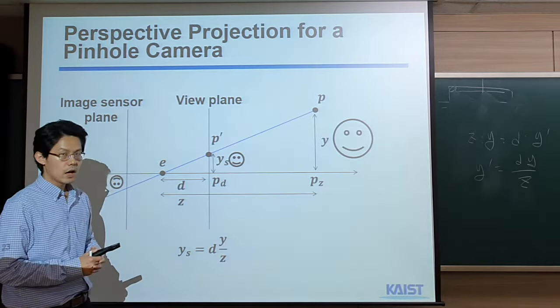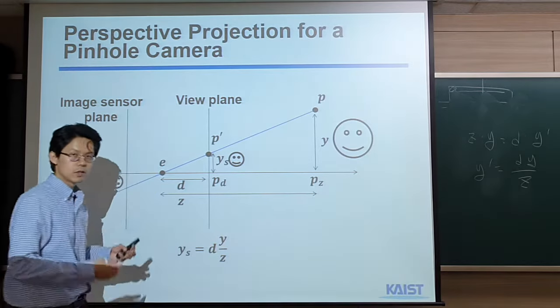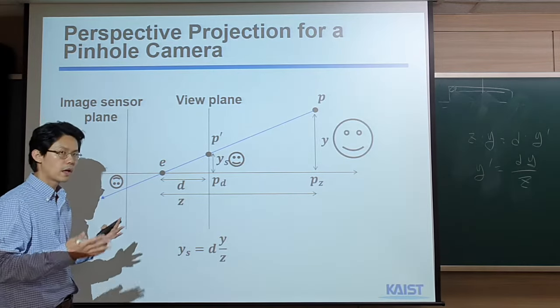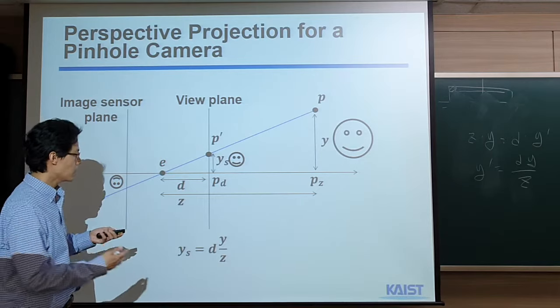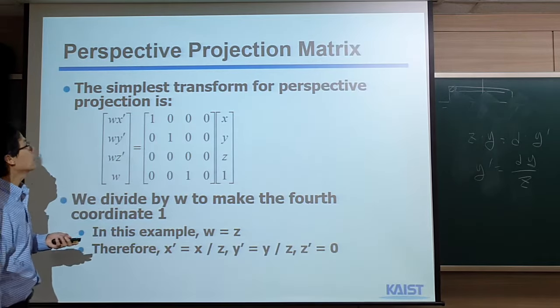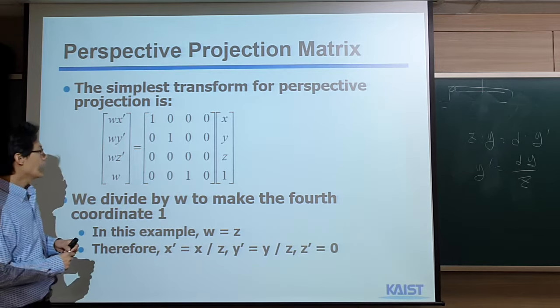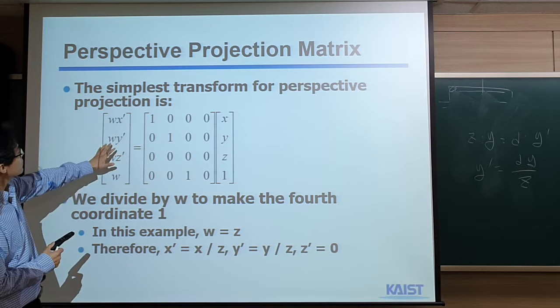The question is how we can realize this division by a value within the matrix. We do a lot of operations with matrix-vector multiplication, so how can we do that? That's where we utilize the homogeneous coordinate. So we use this kind of perspective projection.